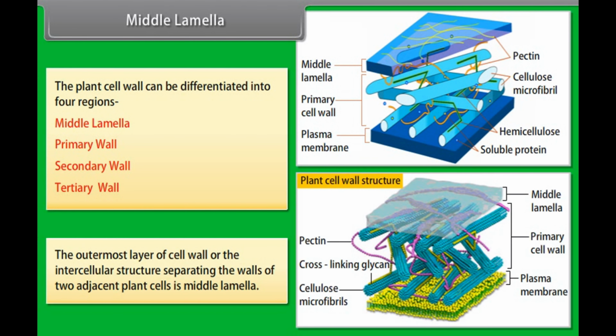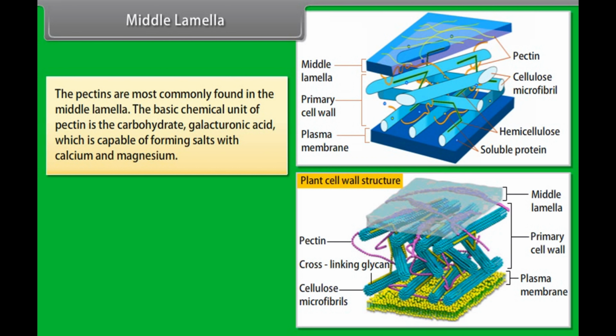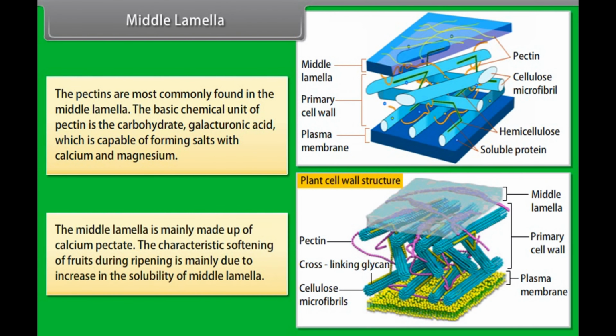The outermost layer of cell wall, or the intercellular structure separating the walls of 2 adjacent plant cells, is middle lamella. The pectins are most commonly found in the middle lamella. The basic chemical unit of pectin is the carbohydrate galacturonic acid, which is capable of forming salts with calcium and magnesium. The middle lamella is mainly made up of calcium pectate.